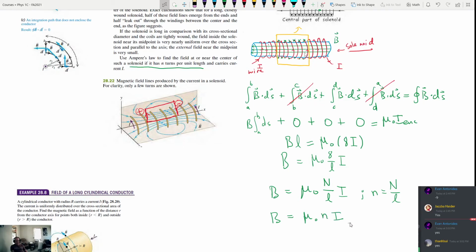Again, somewhat complicated derivation, but very simple result. Mu naught multiplied by the number of turns per unit length and then multiplied by the current. This is going to be the magnetic field at the center of a solenoid.